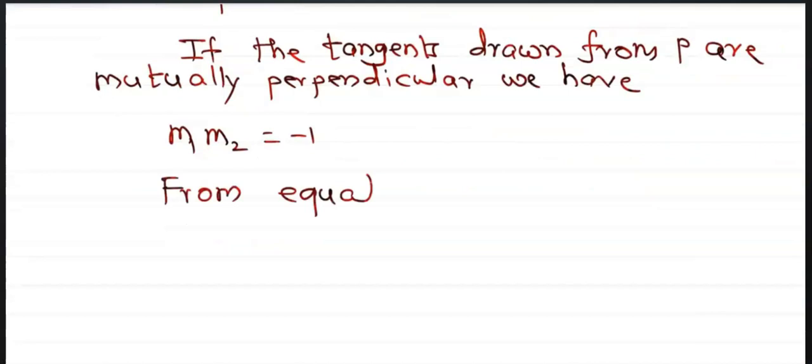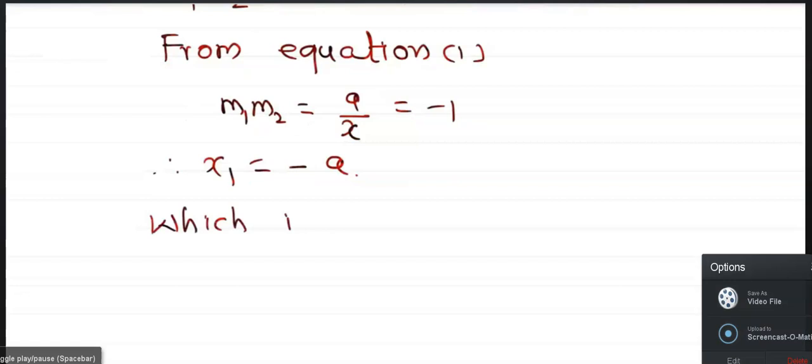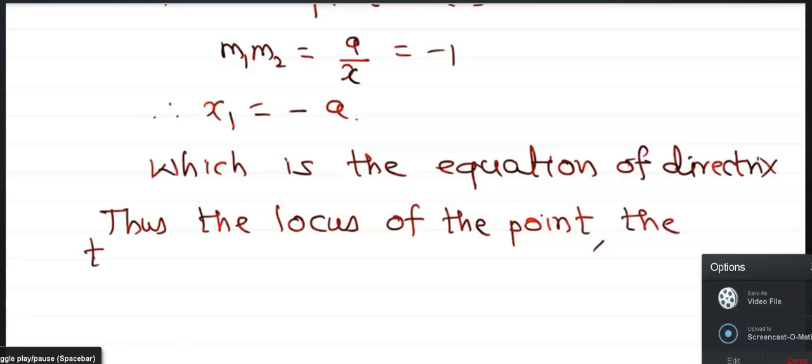that is, the two tangents are perpendicular, that is m1 into m2 is equal to minus 1. Then from that equation you will get m1 into m2 is equal to x1 upon a, that is equal to minus 1. That is x1 is equal to minus a, which is the equation of the directrix. Therefore, the locus of all such points from which the tangents drawn are perpendicular to each other, if we join all these points, that locus is nothing but the directrix of the given parabola.